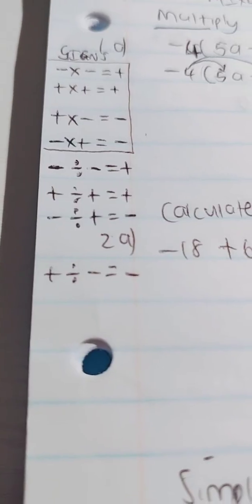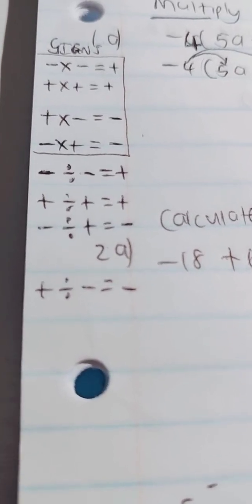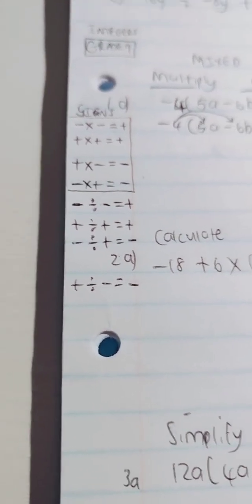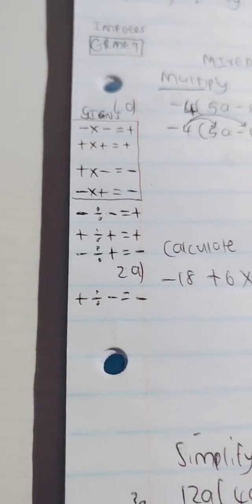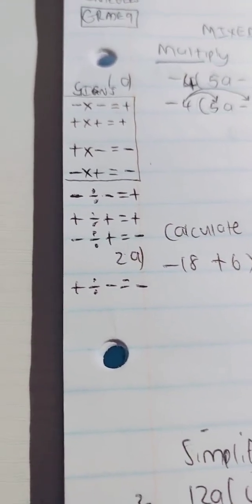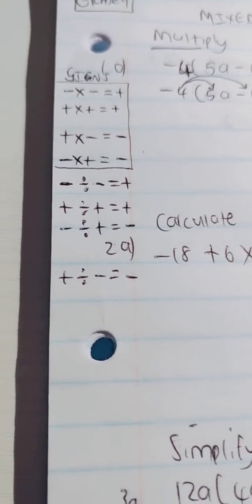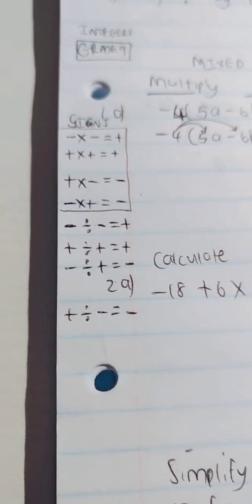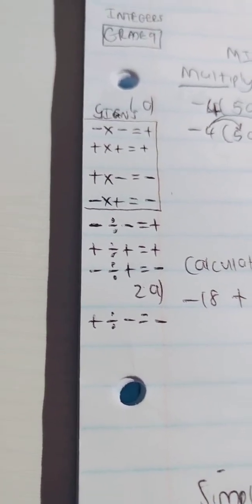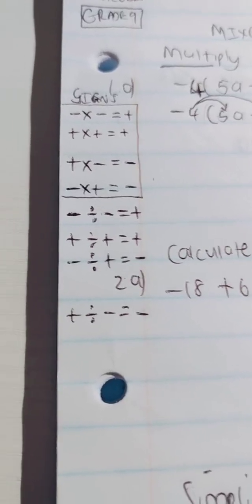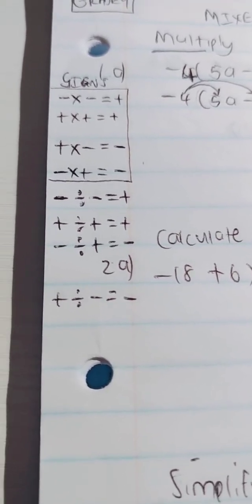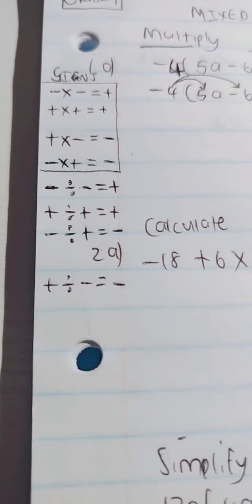When we speak it out, we say same signs multiplied give us a positive. That's an even number of signs. But the minute we have different signs, we say different signs multiplied give us a negative. That is for two signs that are different multiplied together.